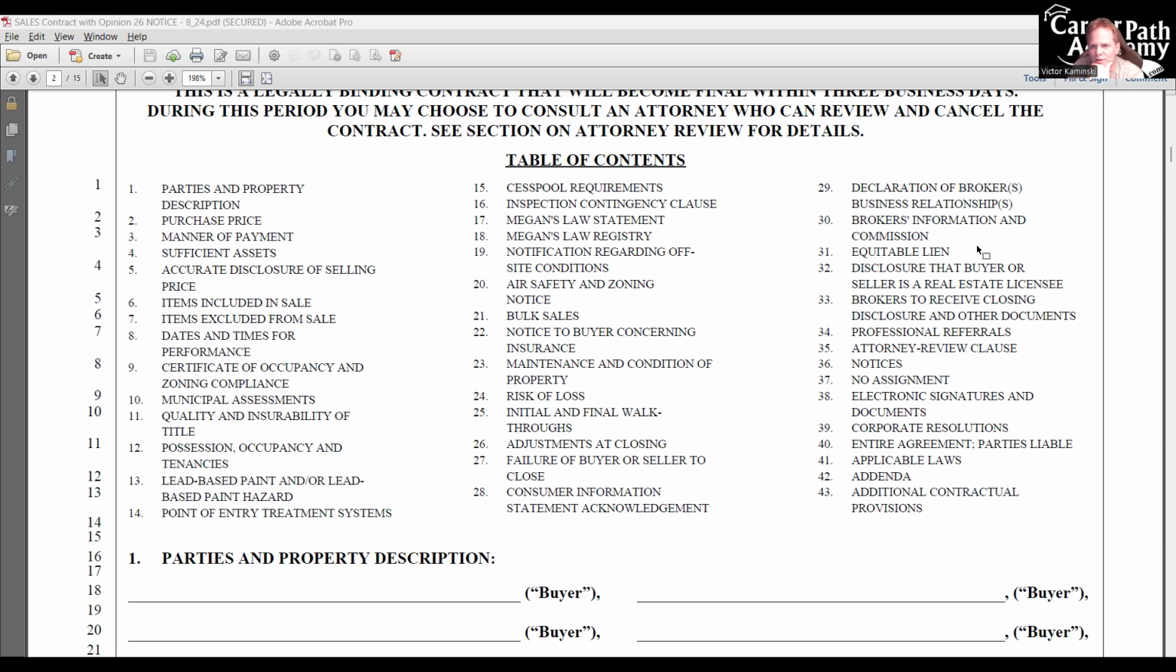Let's see, maybe. Broker's information, equitable liens. Disclosure that buyer may sell may be a real estate licensee. Would it be like entire agreement, parties liable? Or no? Now, it basically says that this contract is the entire agreement. But let's take a look at the parties liable part. We can take a look at that. But I don't think that that's it, but we'll take a look. Let's see if we can find something else over here too.